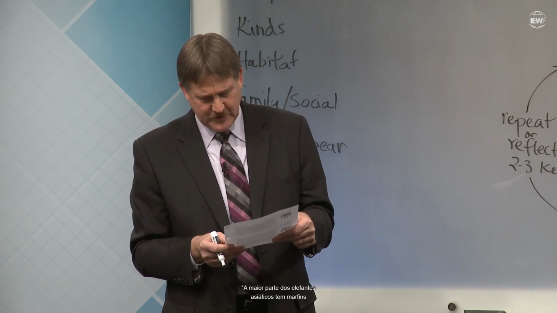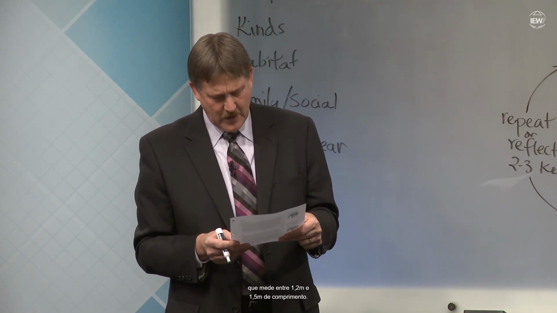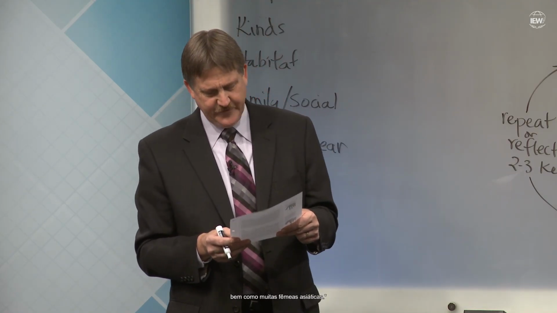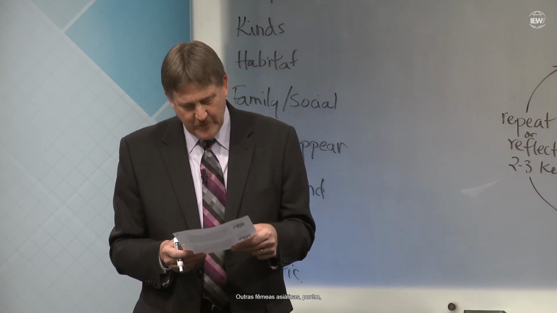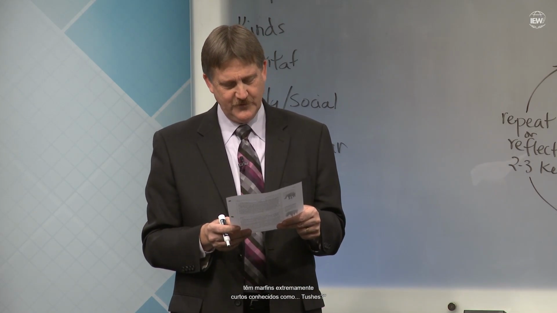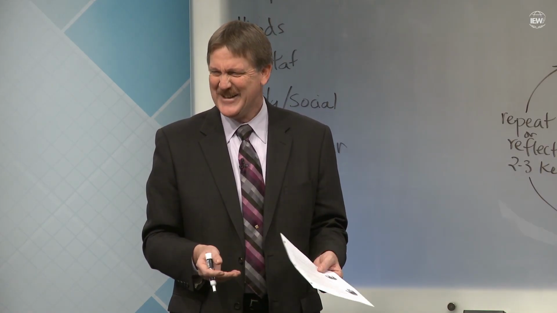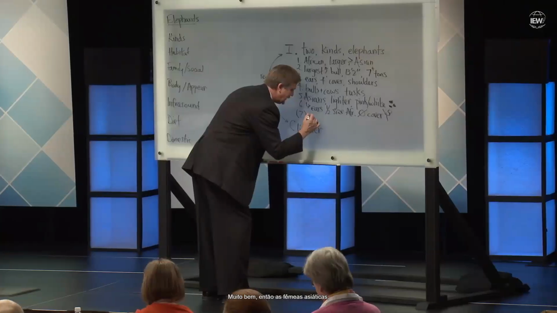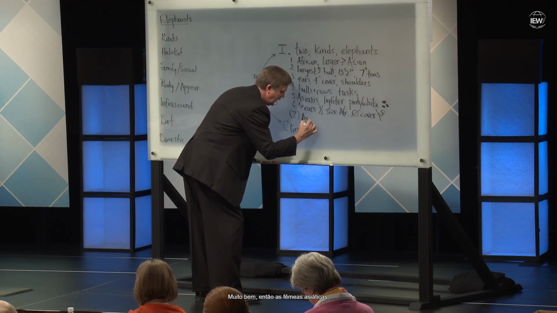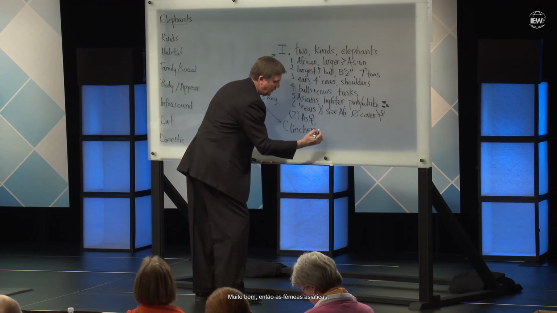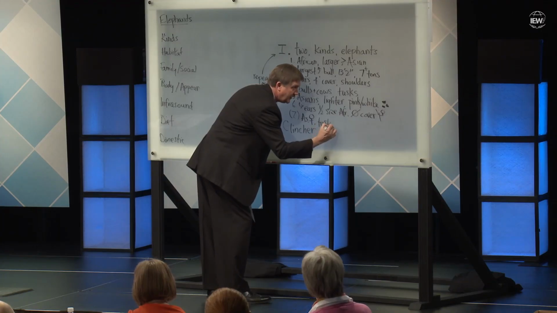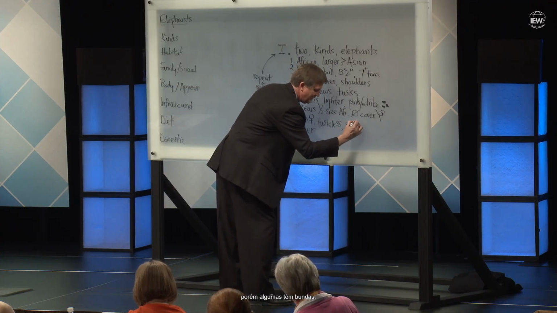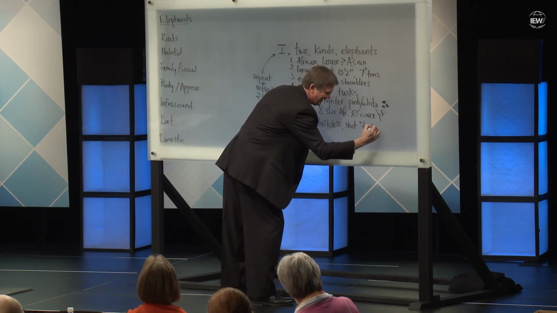Most Asian bulls have tusks that grow from 4 to 5 feet long. However, some males called makmas have no tusks and many Asian females have none. Other Asian females have extremely short tusks called tushes? Tushes? That's got to win. All right, so Asian females, most are tuskless, although some have short tushes.